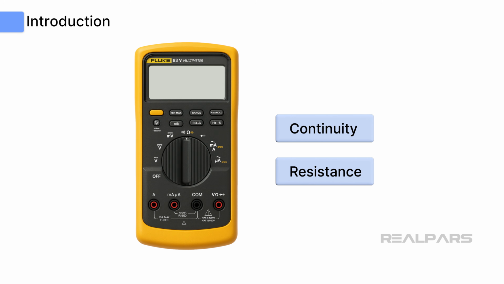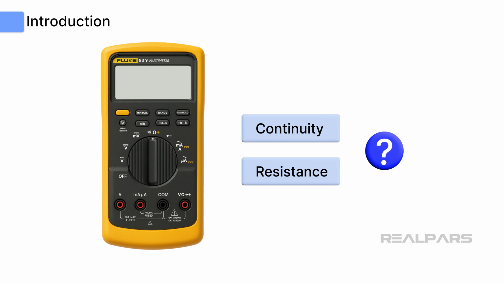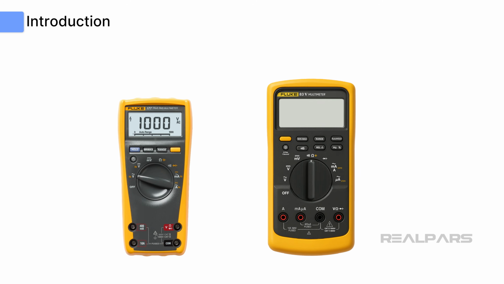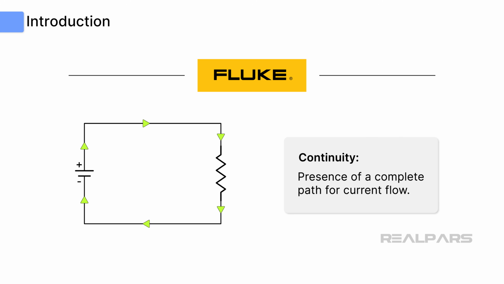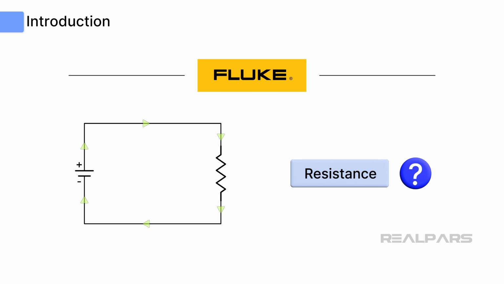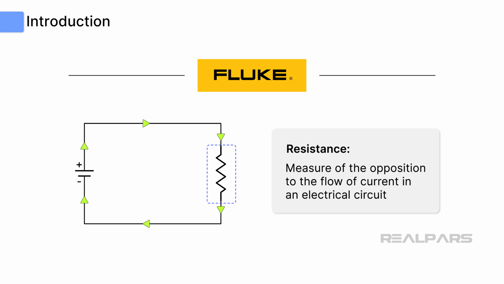Let's kick things off with a discussion about what continuity and resistance are. It's tricky to test for continuity if we're unsure what it is. The vendor Fluke, which manufactures a series of digital multimeters, states, continuity is the presence of a complete path for current flow. What about resistance? Fluke also states that resistance is a measure of the opposition to the flow of current in an electrical circuit.